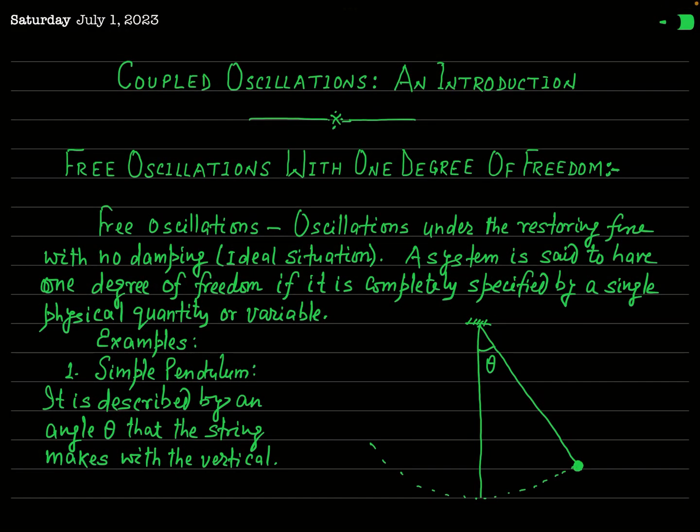In waves and oscillations, till now we have discussed 3 chapters in great detail. In the first chapter, we have discussed the free oscillations of systems with 1 degree of freedom. When you say free oscillations, what does it mean? You have seen that the oscillations under only the restoring force with no damping, that is, oscillations in a resistance-less medium, are called free oscillations.